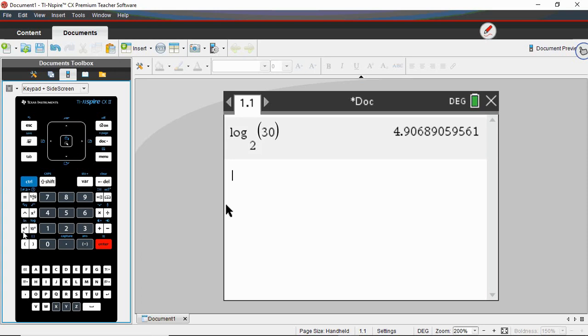And by the way, right next to that is the e to the x button, and of course, Control e to the x will get us ln.